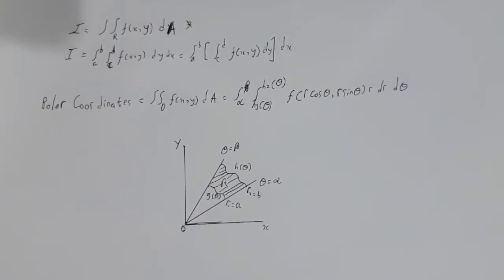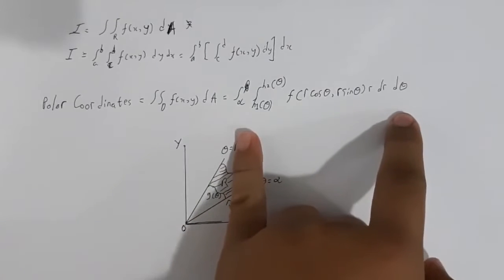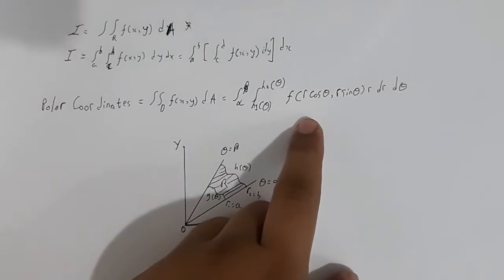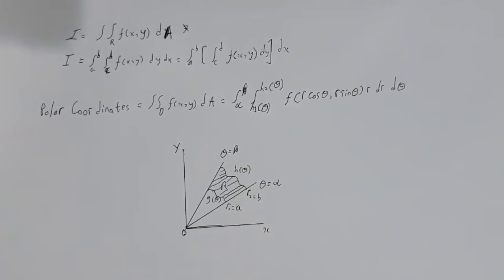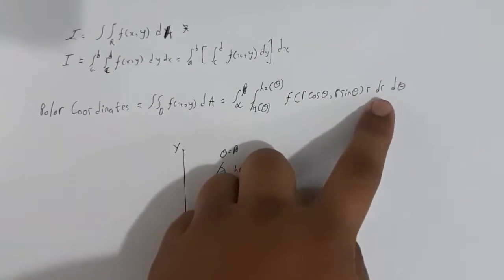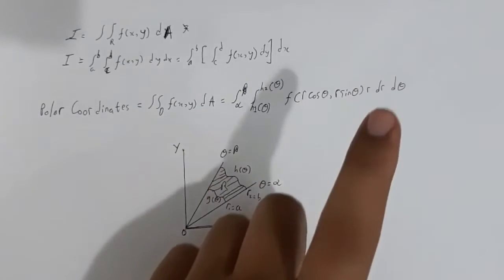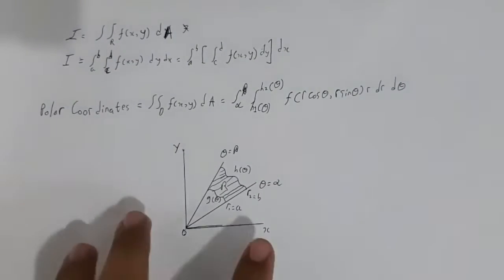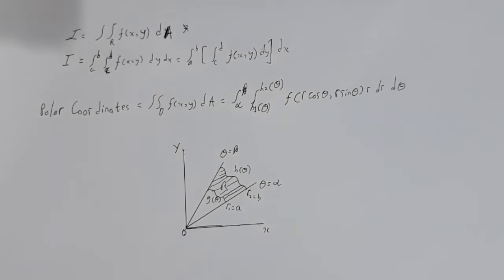Now, polar coordinates, this here is the function. f equals f of r cos theta comma r sin theta, depending on what the functions in it are, and you can see the boundaries. For the first integral it is dr, and for the second integral it is d theta. Now this is the graphic of it.